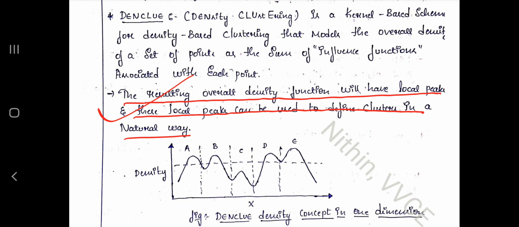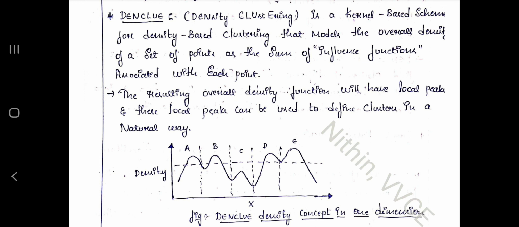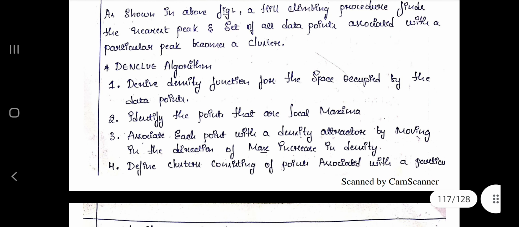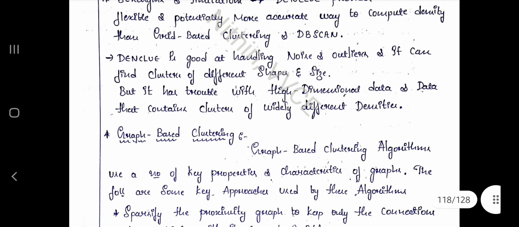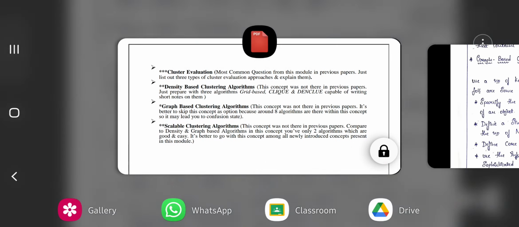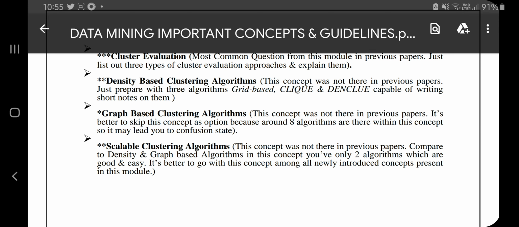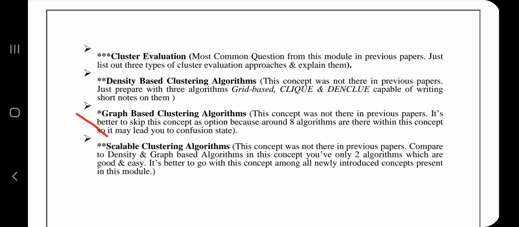Okay, write this definition, make this diagram, explain whatever I told in your own words. If you go to the algorithm or the theory also, you will find the same thing whatever I told you. Then you have the limitations and the advantages that you can write in your own words. The next one is graph based clustering. As I told you, sir has told that it's not much repeated, so I will not cover it in this topic. This one was covered in the theory, you can watch it in the theory part video I have explained. Last one is scalable clustering algorithm.